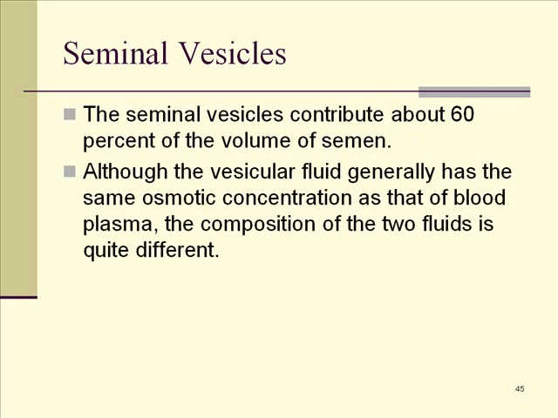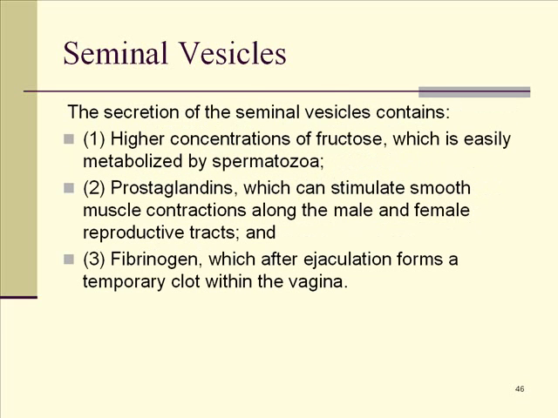Seminal vesicles contribute about 60% of the volume in semen, and although the vesicular fluid generally has the same osmotic concentration as that of blood plasma, the composition of the fluids is very different. Higher concentrations of fructose, I think that's a test question, which is essential to the metabolism of the spermatozoa. It's an energy source. Fructose. Prostaglandins, which stimulate smooth muscle contractions along the male and female reproductive tract. Fibrinogen, which after ejaculation forms a temporary clot within the vagina.